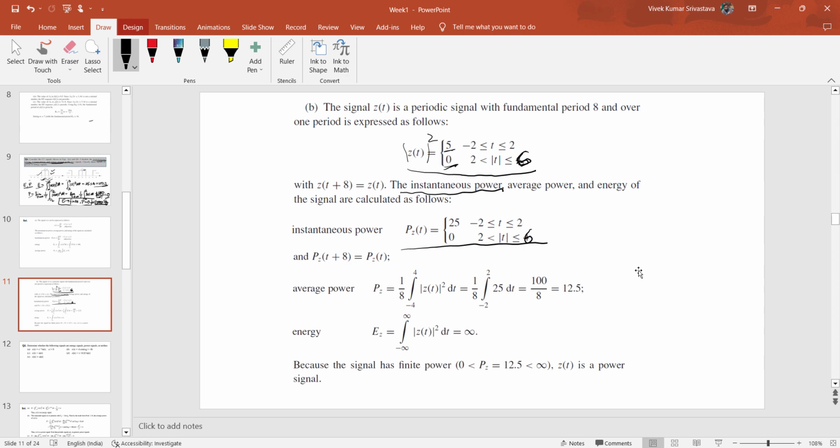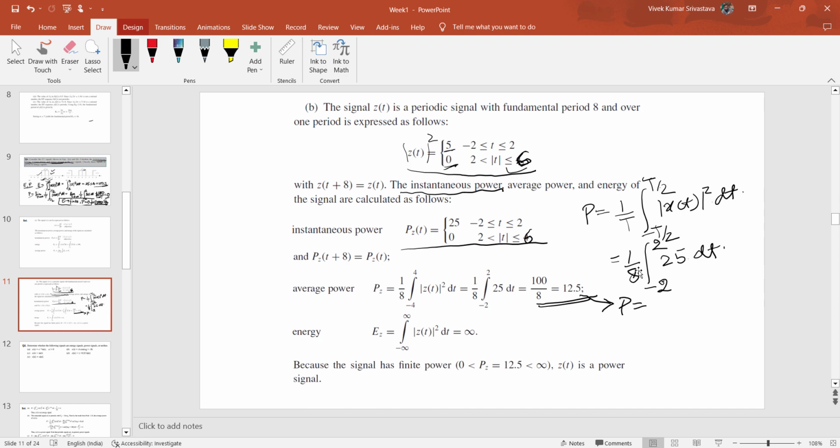So now we can move ahead and find whether this signal is an energy or power signal. For that we will use this expression: power is defined as 1 by T, integral from minus T by 2 to T by 2, mod of x of t squared dt. Here the fundamental time period is basically 8, so that's why I am taking T as 8. Then this will be equal to 1 by 8, integral from -2 to 2 of 25 dt. You can calculate this, and this will be equal to 12.5. So this basically represents that power is finite here.